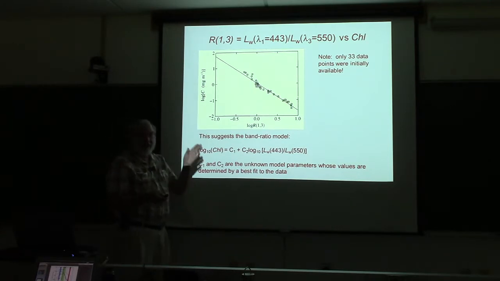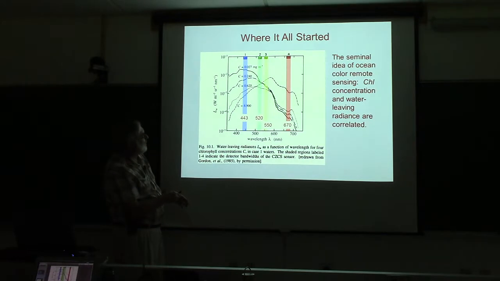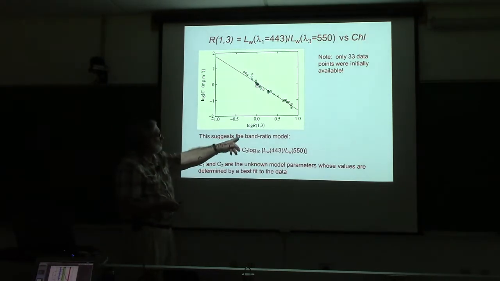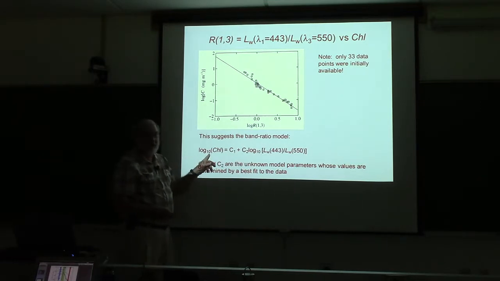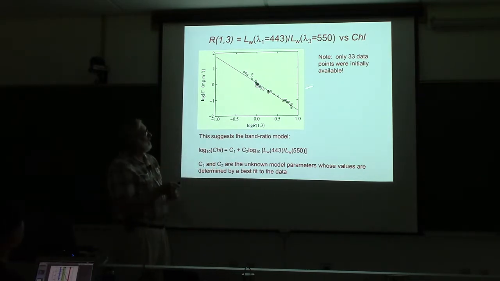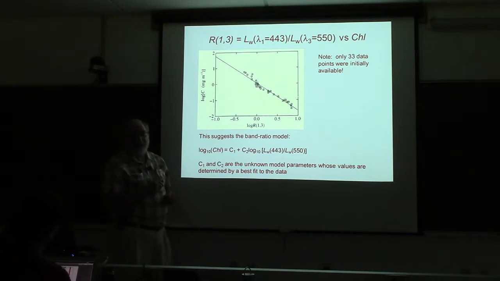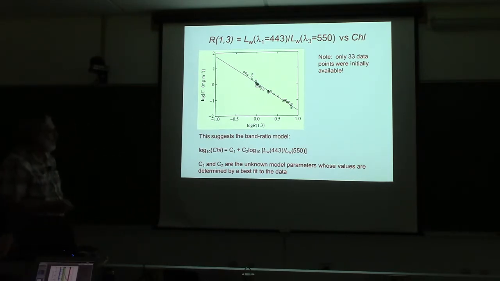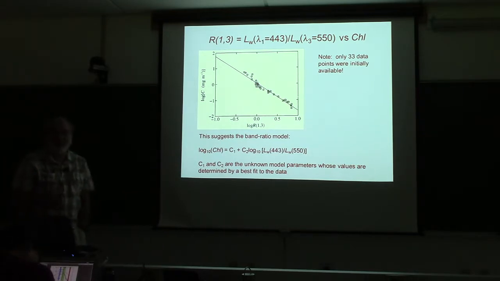So now you go out, you measure the 443 and the 550 band, and you plug it into your formula, you get back a chlorophyll. This whole thing started with 33 data points. Pretty astounding. Okay, so that's the sort of essence of how a band ratio algorithm works.